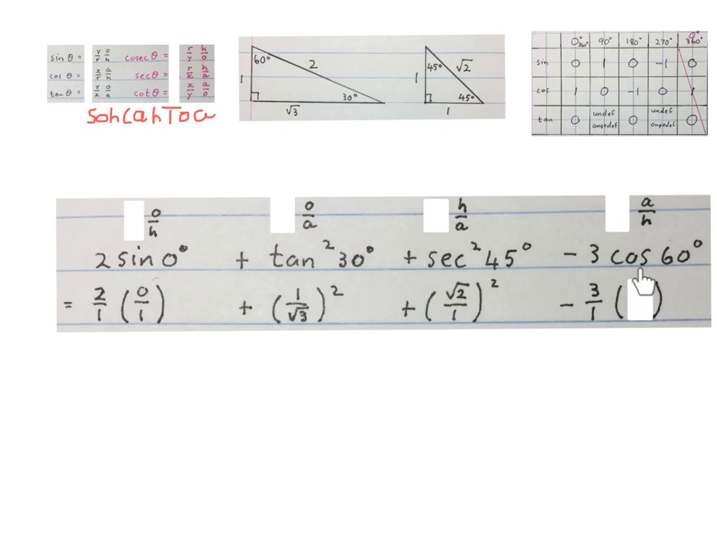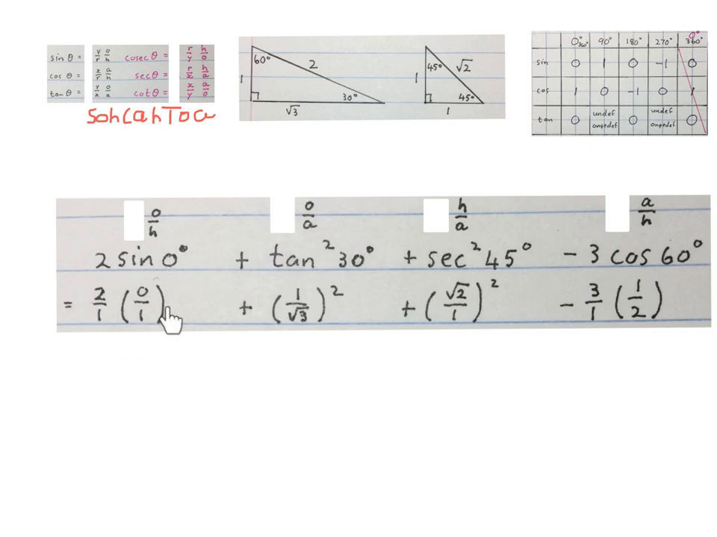Then we have cos of 60 degrees. We can stand at 60 degrees. Cos, standing here, is adjacent over hypotenuse. So I write 1 over 2 in the bracket. Please stop the video and get your brain around this.